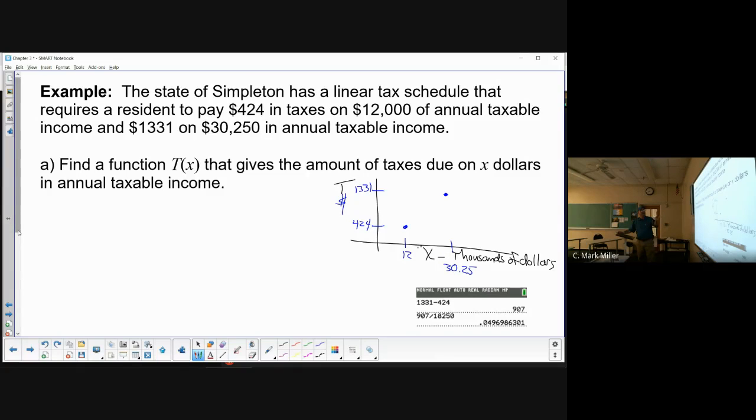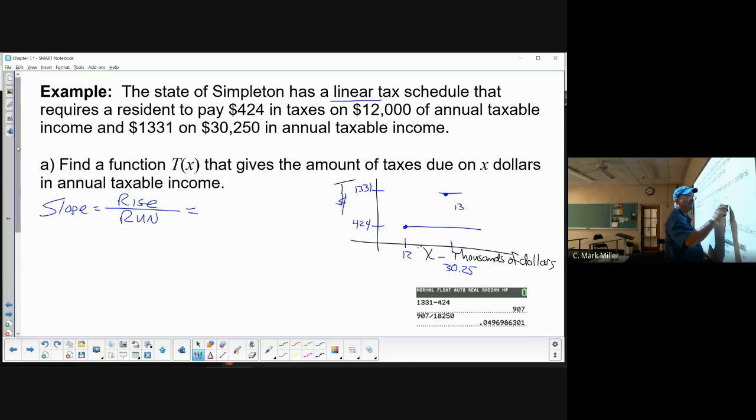I have 2 points on the curve. Find a function T of x. What do I need to find a linear function? I should say slope, right? You're told that it's linear. So the slope is rise over run. You don't have to write that every time, but I think it's helpful here. In my 2 points, how much does it rise? The rise is between there and there. So it's 1331 up there minus 424.